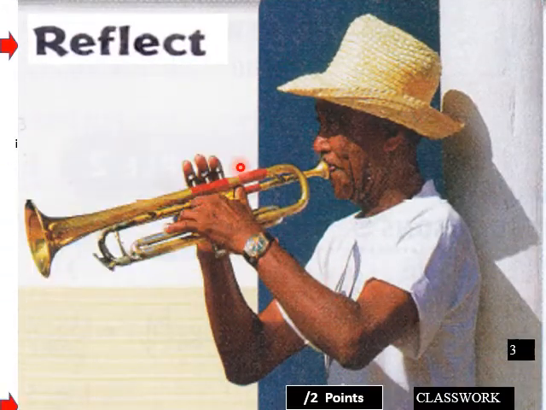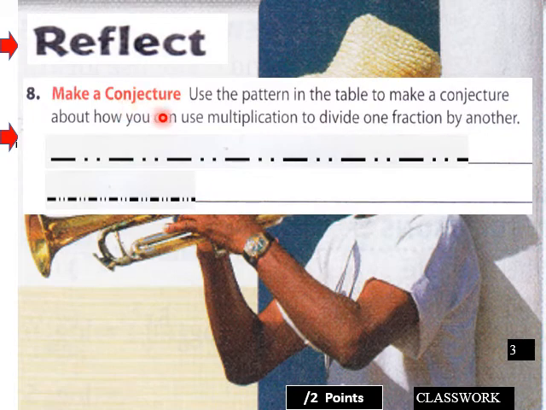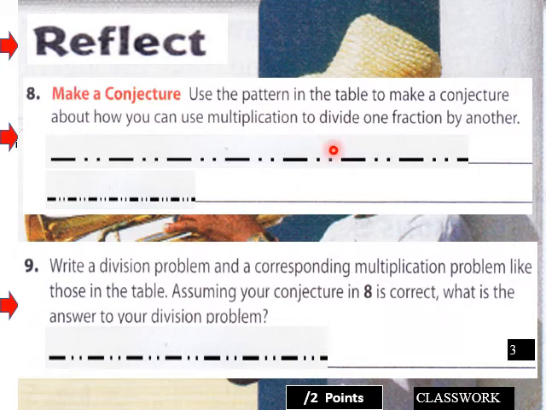Oh my gosh. So let's think a little bit here. Use the pattern in the table to make a conjecture about how... What's a conjecture? It's kind of like a guess, right? Conjecture's a fancy word for guessing. So use the pattern in the table to make a conjecture about how you can use multiplication to divide one fraction by another. That's number 8.